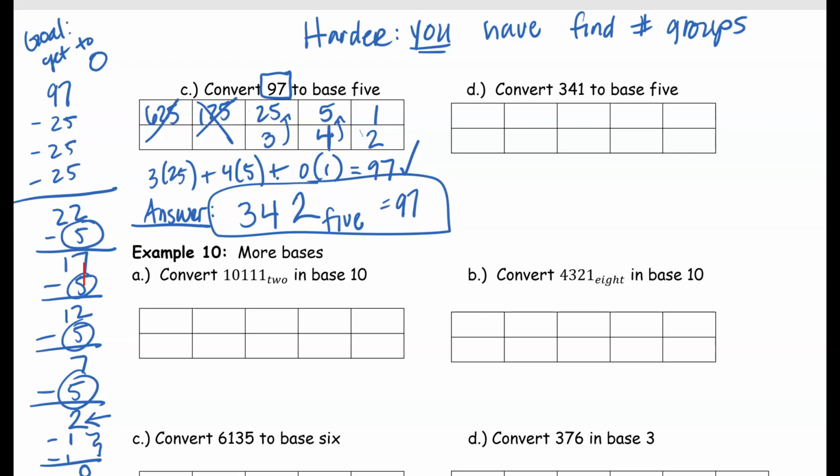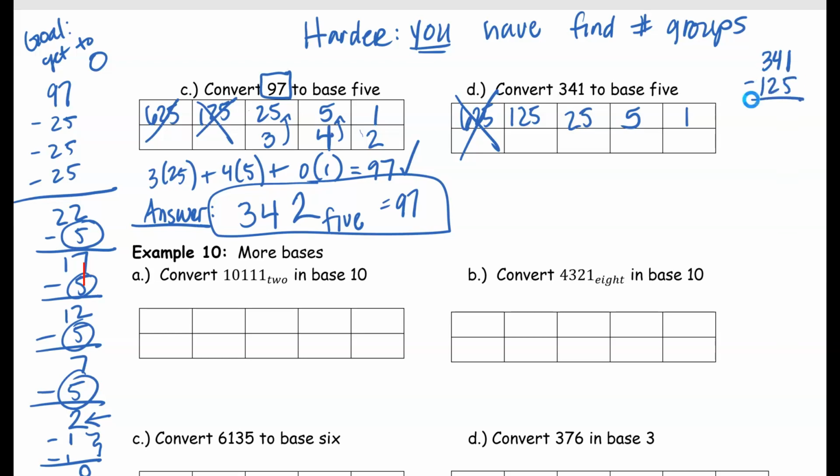So let's do the next one. So 341 in base 5. So I'm going to write my place values. Now, at this point, I say, okay, well, if I have 341, write that down or put that in your calculator. I don't need 625, it's too big, so I'm going to cross that off. But I can make a group of 125. I can do it a couple times.